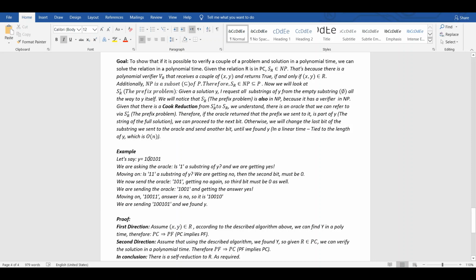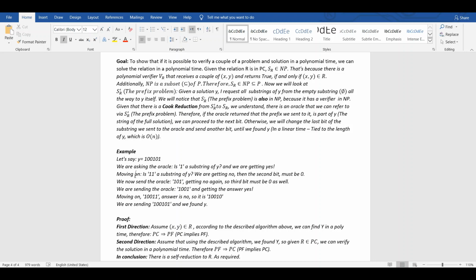Example: say that y equals 100101. Okay, so the first question we are asking the oracle is if 1 is a prefix of y, and we're getting the answer yes, because indeed it is. Moving on. Is 11 a prefix of y? Well, this time we're getting no, because the second bit is 0.